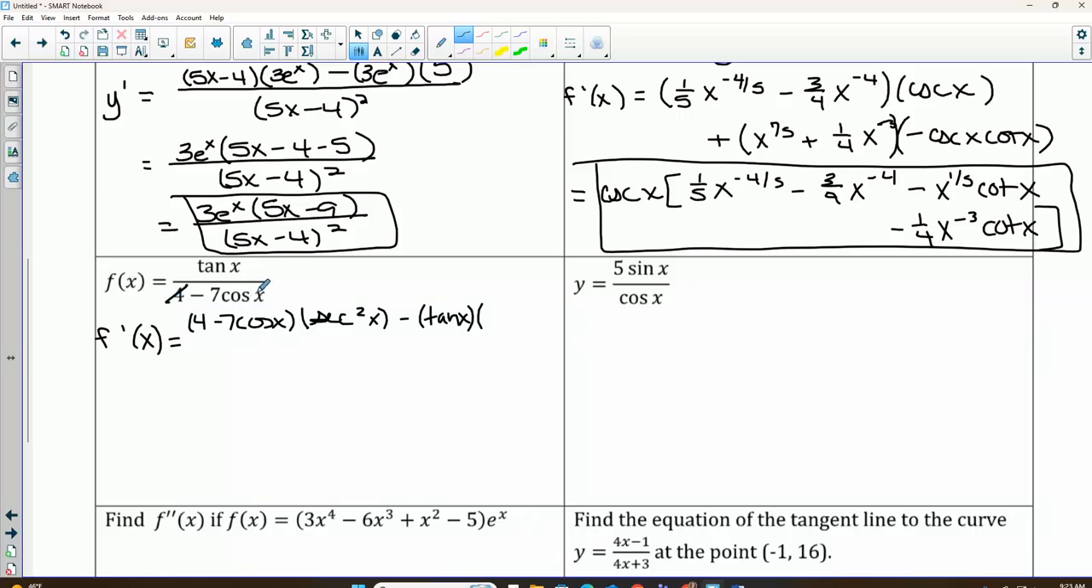Minus 7 times the derivative of cosine. So derivative of cosine is negative sine. So two negatives make a positive. Over low squared. There's really not much you can do here. If you wanted to distribute your negative or your secant squared, you could. If you recognized it, you could simplify a secant and a cosine, but you'd still have a secant in that term.